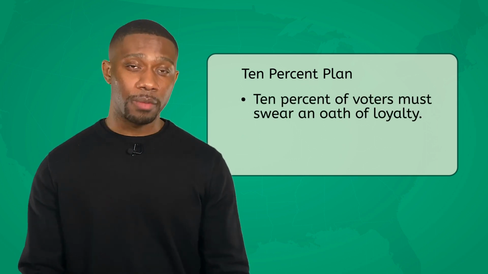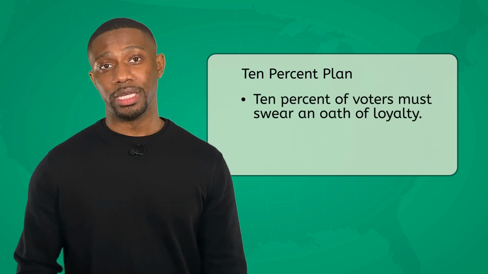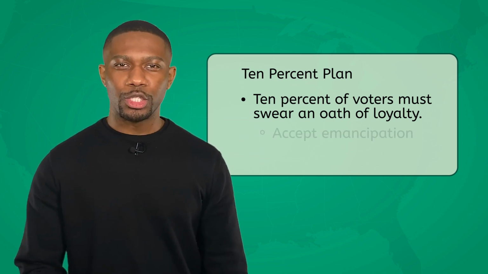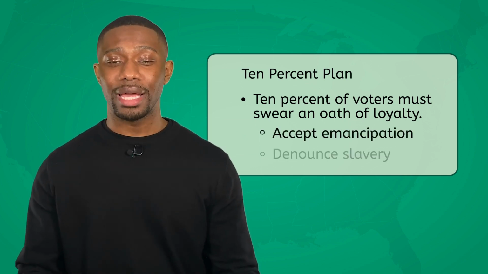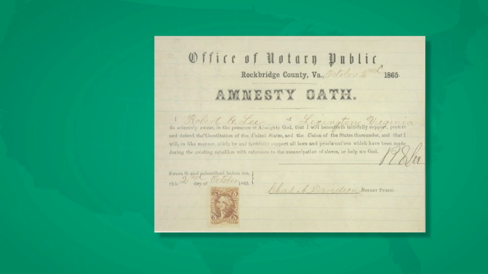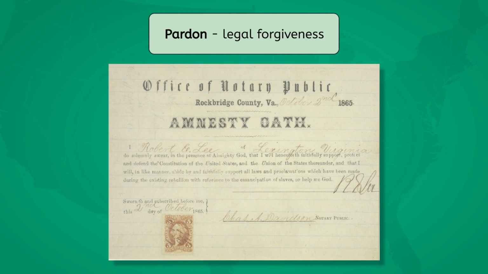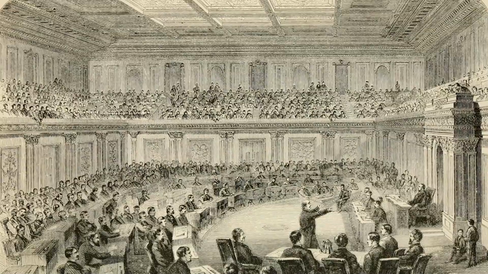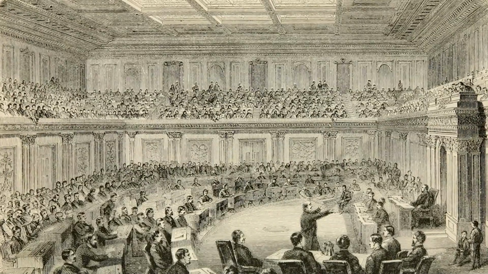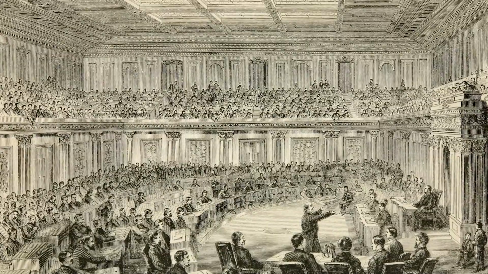Now, because he was more interested in restoration than punishment, Lincoln made lax standards for readmission. His plan would require 10% of the eligible voting population to swear an oath of loyalty to the Union. In it, Southerners had to accept emancipation of all enslaved people and denounce slavery. Upon taking the oath, they would automatically receive a pardon or legal forgiveness for any crimes relating to the war. After the 10% threshold had been met, a state could elect representatives, revise their state constitution, and send representatives to Congress. Many Republicans in Congress believed Lincoln's plan was too lenient.